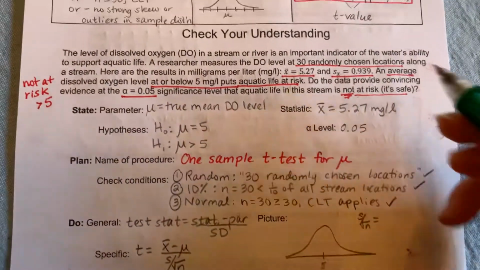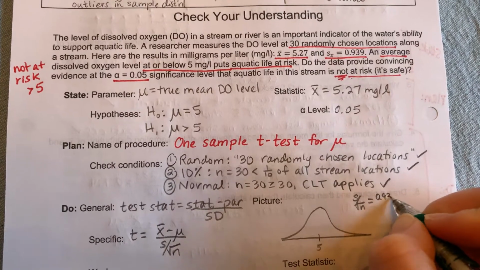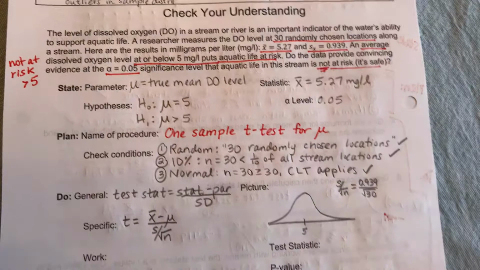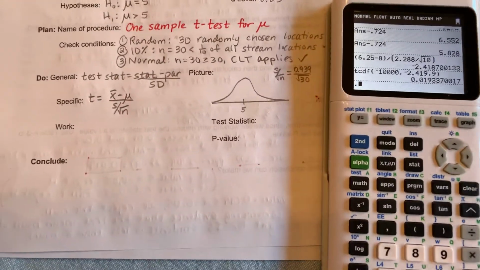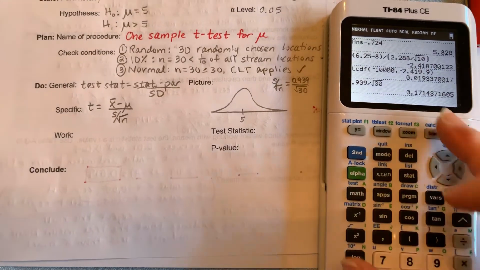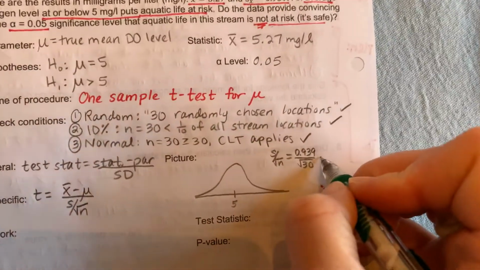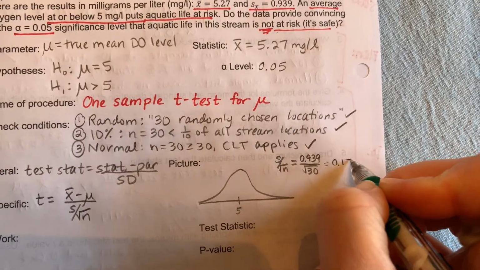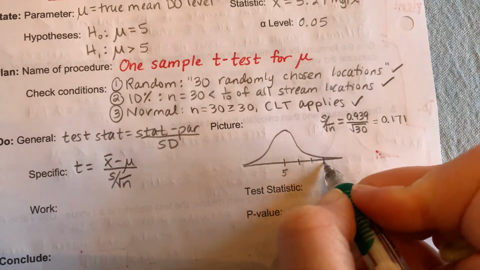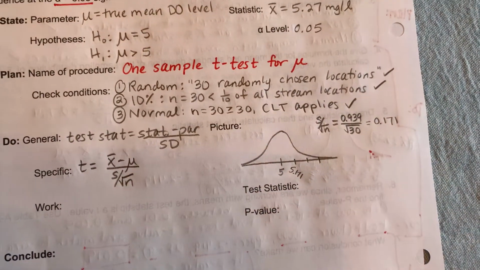My s is given in the problem. It says 0.939 divided by my square root of n, which is the square root of 30. Okay, let's calculate that. 0.939 divided by the square root of 30. So my standard error is 0.171. Okay, so that's what I'm going to add and subtract to 5. So it'll be 5.171, right? I can add it just fine.